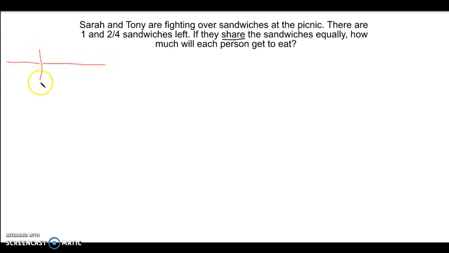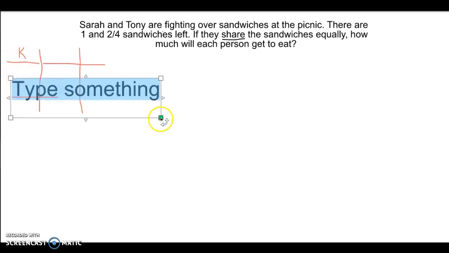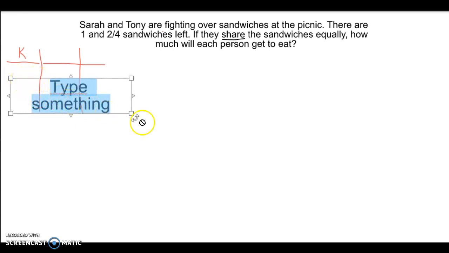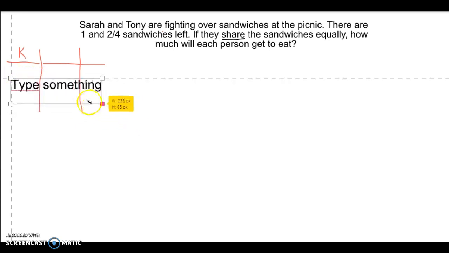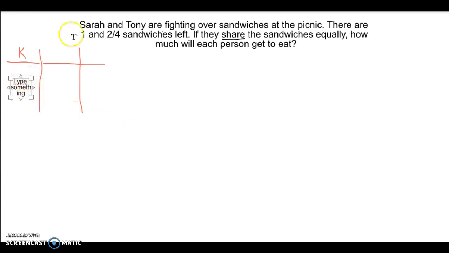So a KWC chart is a tool that lets students think deeply about the problem before they even attempt to solve it. Okay, so let's start with this K column. K stands for what do we know? So what is some information given in this problem that we know for certain? For example, Sarah and Tony are fighting. Okay, Sarah and Tony. That's 2 people. That's something we know for sure. Those are the 2 people we are focusing on in this problem.